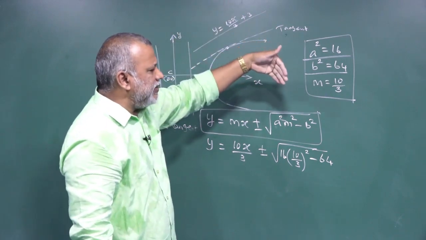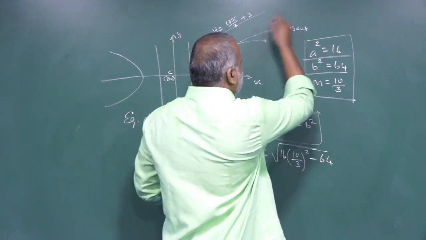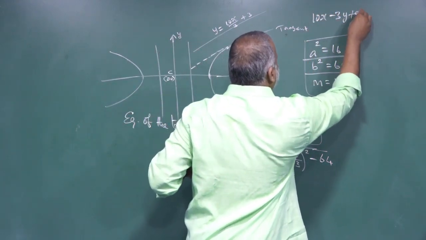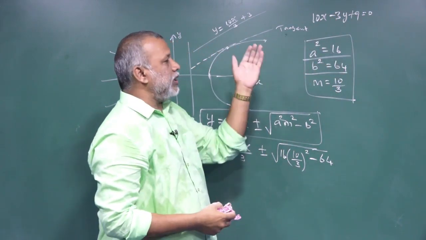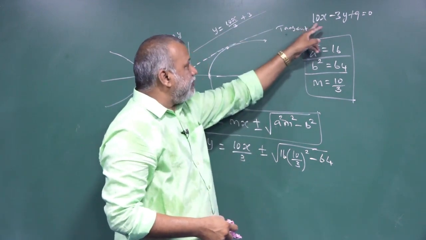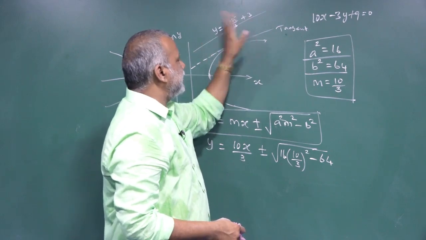What is the equation of the given line? 10x minus 3y plus 9 equal to 0. That is the given line. This line can be modified in the form of y equal to mx plus c. Then we already derived the condition. From that we are able to convert it to y equal to 10x by 3 plus 3.